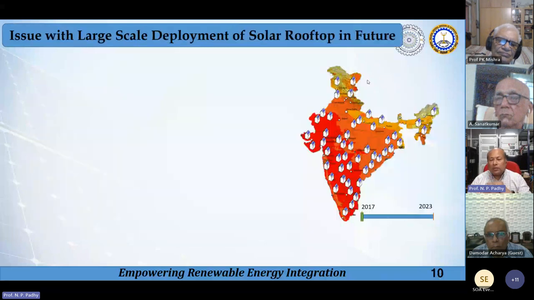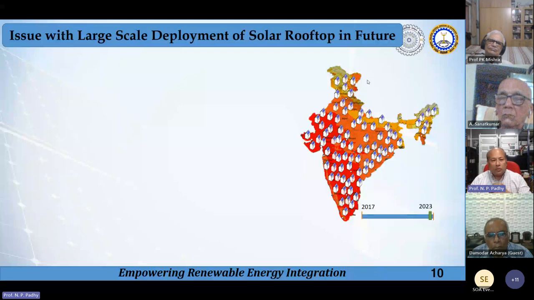So this is what today's rooftop solar network looks like, and we expect it to change over a period of time. This diagram was drawn in 2017. By 2023, we see that there is a huge injection of rooftop solar, which is an important challenge.